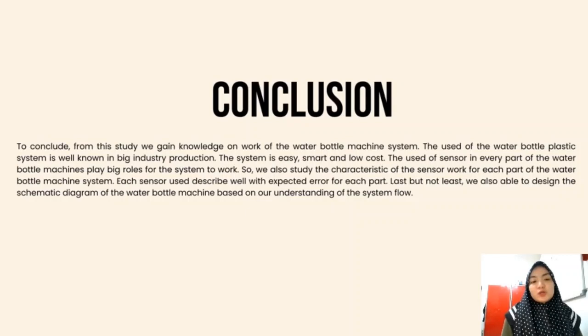So, as for the conclusion, from this study, we gain knowledge on the work of the bottle machine system. The use of the water bottle plastic system is well known in big industry production. The system is easy, smart, and low cost. The use of sensors in each part of the water bottle machine plays a big role in making the system work. We also studied the characteristics of the sensors for each part of the water bottle machine system. Each sensor is described well with the expected error for each part.